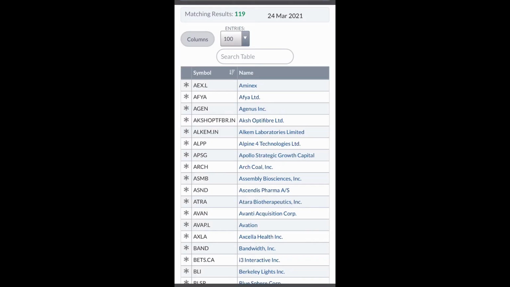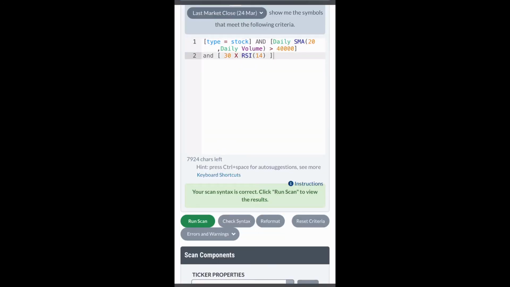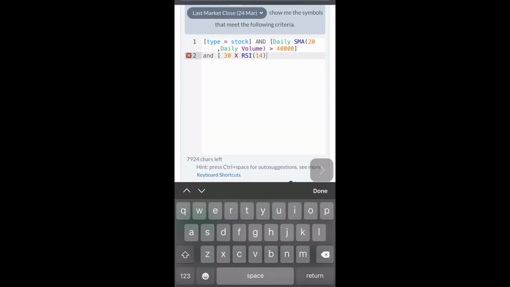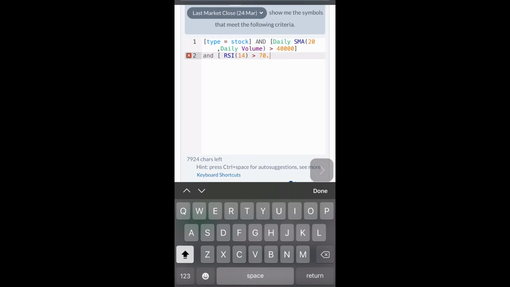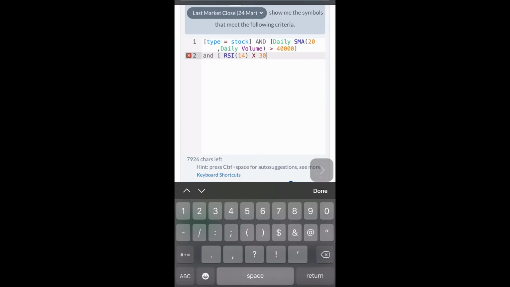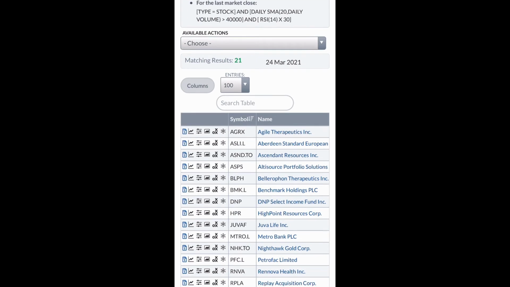So let's take a look at looking for an RSI above 30. For this one, we're going to do the same thing, but we're going to flip it, right? So now we're going to do RSI 14 as the automatic, and we're going to look for crossing 30. All right, we're going to close this bracket off, and we're going to run it. We're going to see 21 stocks here.